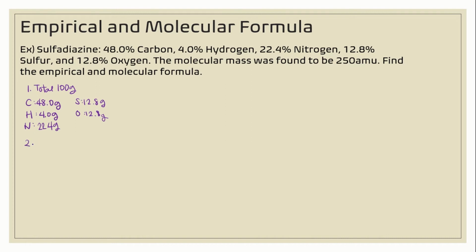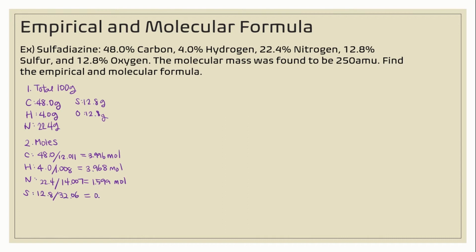Then you have to convert these grams into the moles, and you can simply do that by dividing the grams by the molar mass. So for carbon, you have to divide 48.0 grams by its molar mass, which is 12.011 grams per mole, which you get 3.996 moles. You have to divide 4.0 grams by 1.008 grams per mole, which you get 3.968 moles. For nitrogen, you get 1.599 moles. For sulfur, you get 0.399 moles. And lastly, for oxygen, you get 0.8 moles.